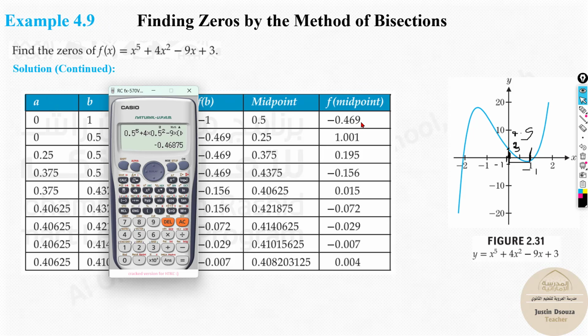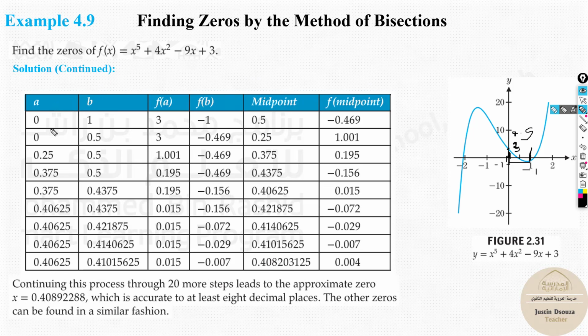0.469, rounded off to 3 decimal points. So this is the answer. It's minus, right? If it is minus, now this is over. The first table iteration is done. Whatever is the answer minus, that will come over here, minus. If it was plus, it would have gone over here.